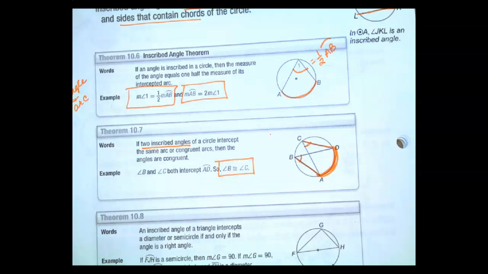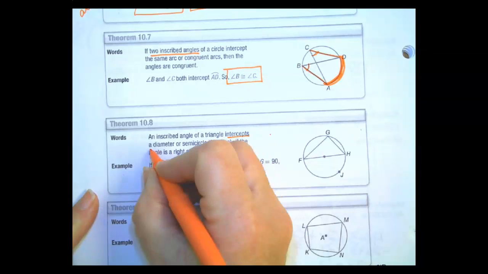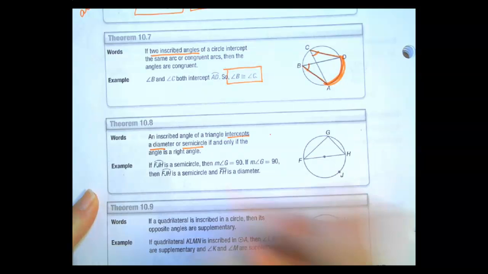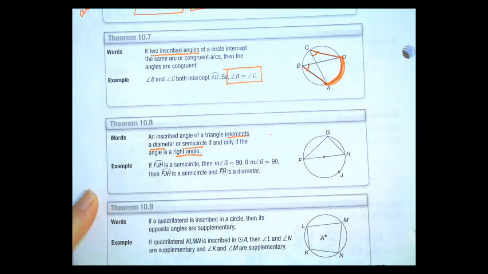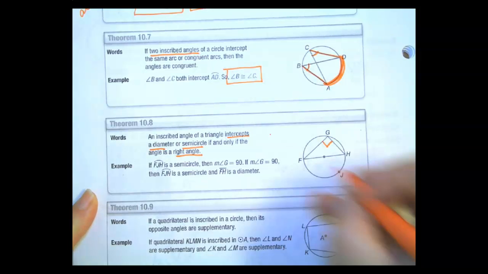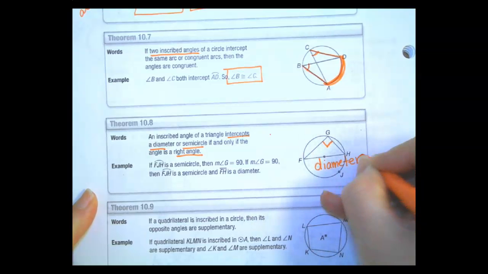What else? The next one has to do with an inscribed angle of a triangle that intercepts a diameter. So it has to intercept a diameter, or your semicircle. And this is true if and only if it is a right triangle. So here's our right triangle, and this is our diameter.